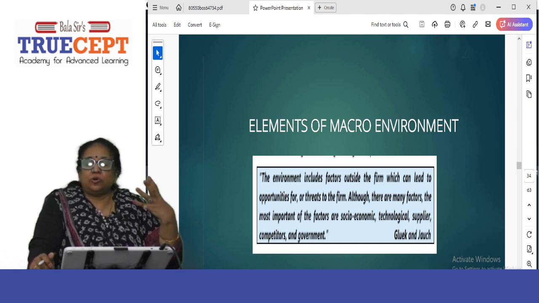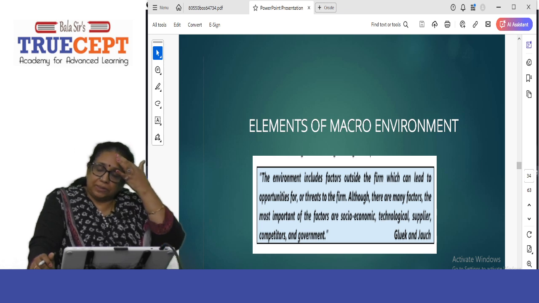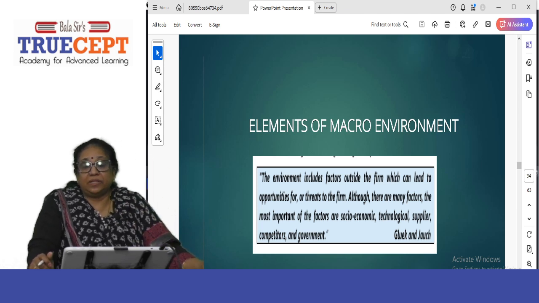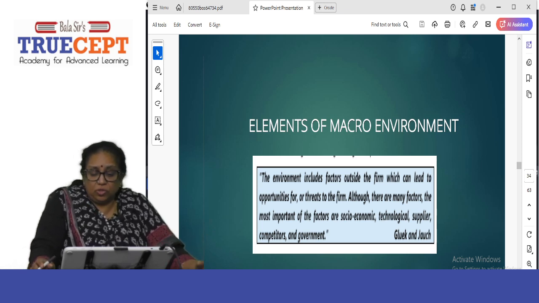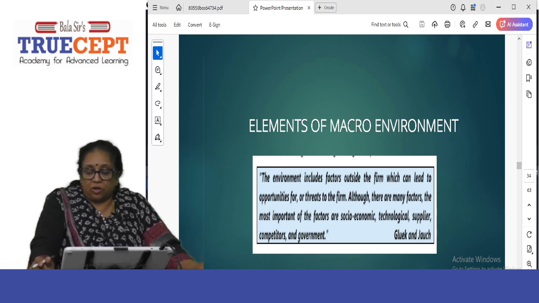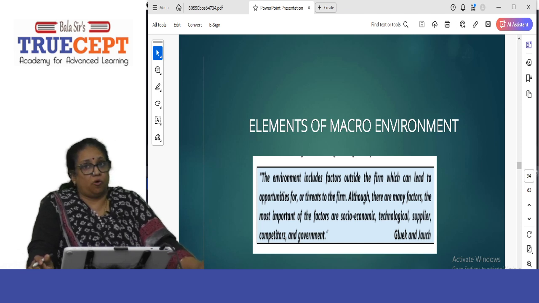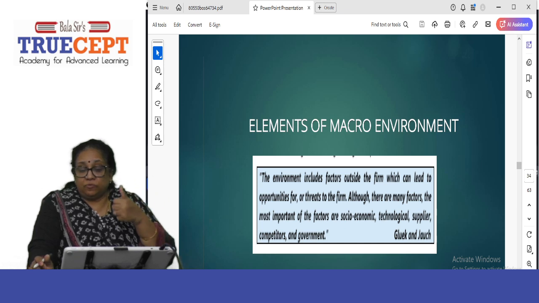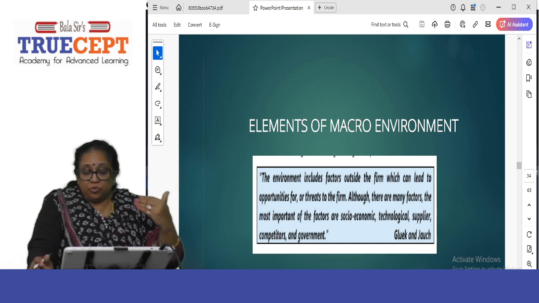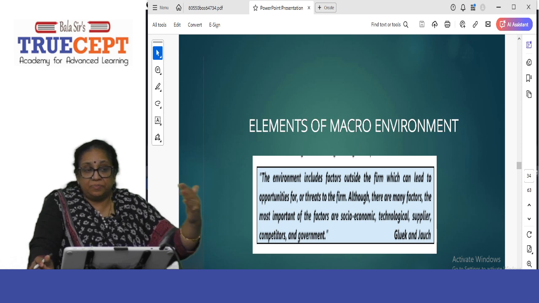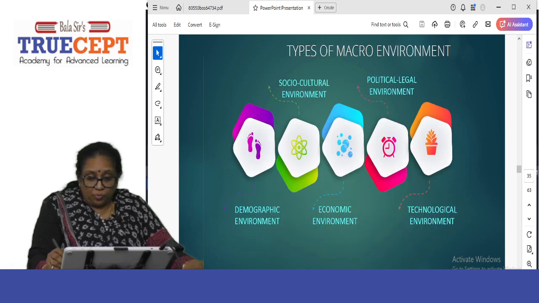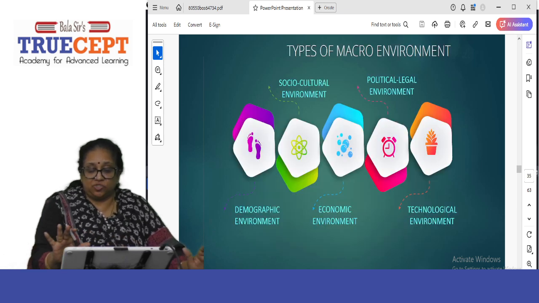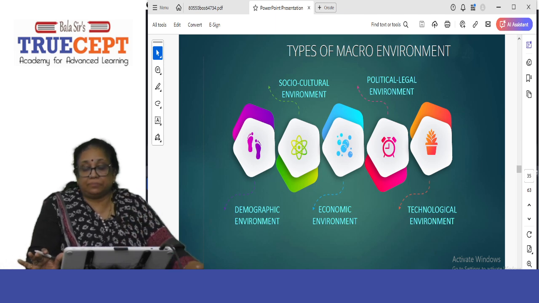So because of that, you are going to talk about more of the political legal environment, whether it's very conducive because he needs the tax subsidies. So here, although there are many factors, the most important of the factors are socio-economic, technological, supplier, competitors, and the government. See, government is the one who is going to give you the subsidies. Then you have the socio-economic factors, whether Bengaluru is very conducive for them to run this business. So, see, the types of microenvironment is this generally. You have to mention them.